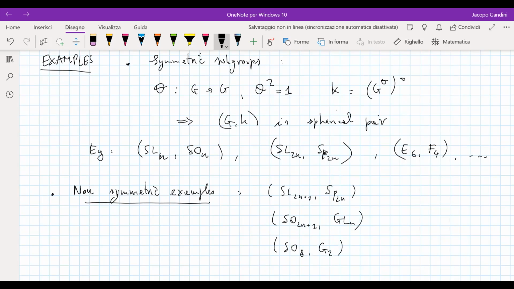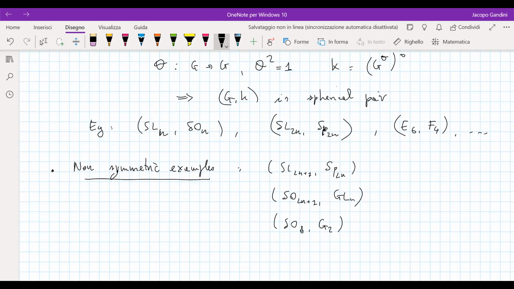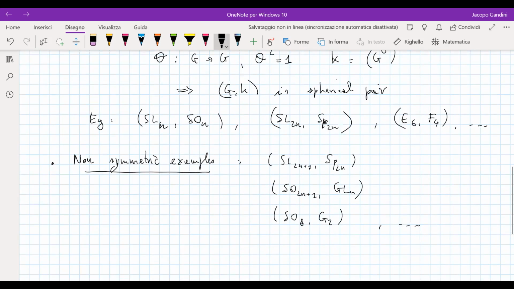So it's kind of a generalization of the symmetric subgroups. This is the fixed point of an automorphism of order 3. If we look at the triality over D4, this is G2, a set of fixed points. Okay, and so on. I mean, there are plenty.